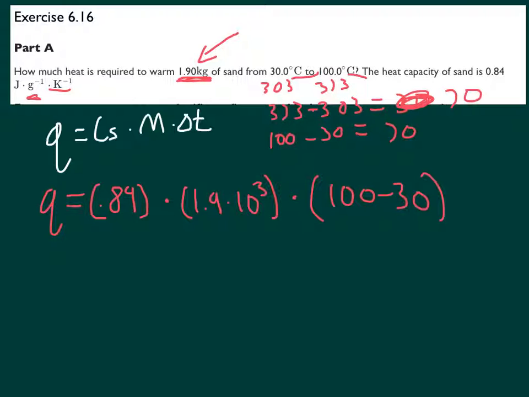Anywho, going back down to here, if you did 0.84 multiplied by 1.9 e to the 3 multiplied by 70, you should get a value of this. Q equals 111,720. And that is the answer. Well, if you want to simplify, you can go Q equals 1.1 times 10 to the 5 joules.